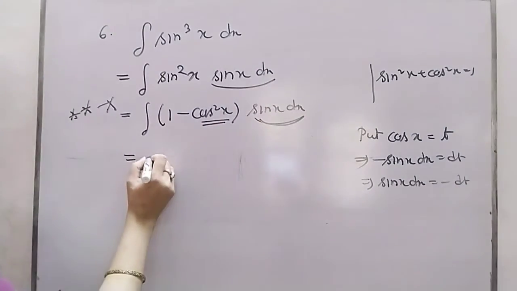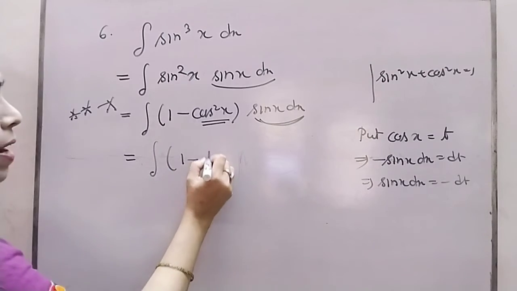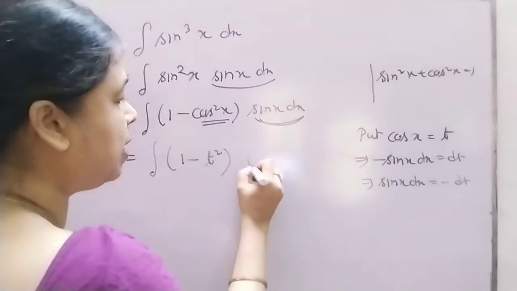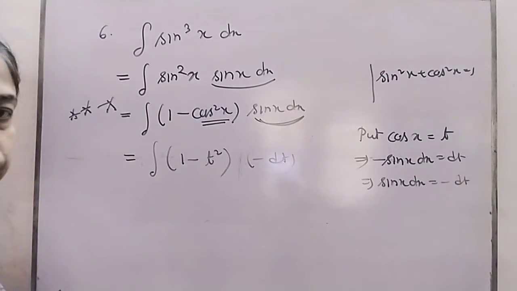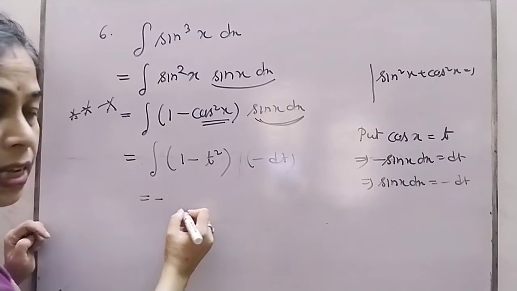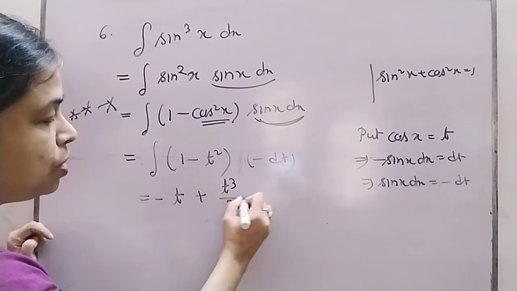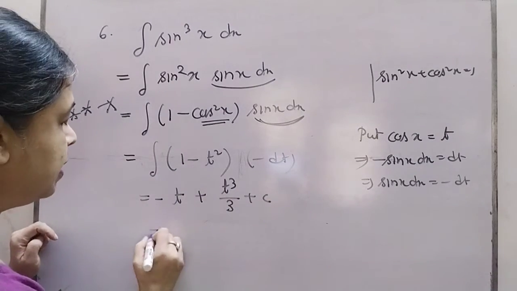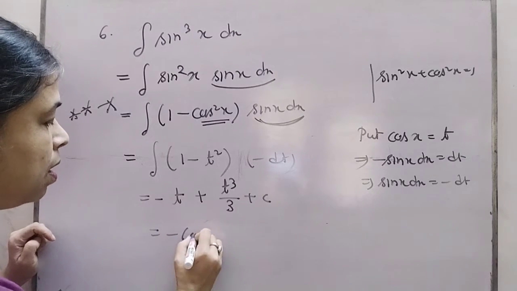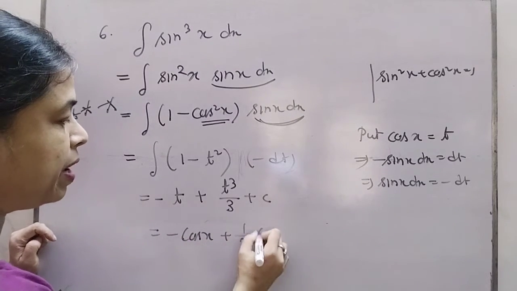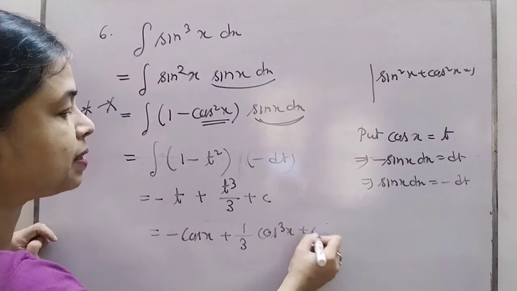So write down this as integration of 1 minus t square, and here I'll get minus dt. So that minus is outside. Integration of dt is t. Minus minus becomes plus, t cube by 3, plus c. This is equal to minus t, t means cos x, plus 1 by 3 cos cube x plus c.